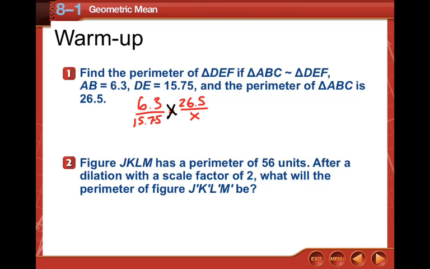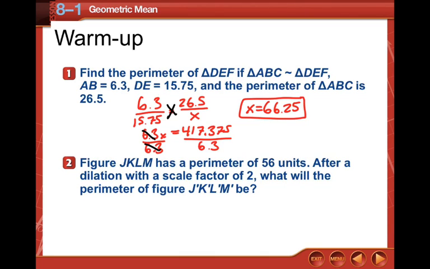So we're going to cross multiply. And when we do that, we get 6.3 times X is just 6.3X. And 26.5 times 15.75 gets us 417.375. Now we got one more step to get X all by itself and get our answer. That's going to be dividing by 6.3. That cancels on the left, and we're left with X being equal to, when you put that in the calculator, 66.25. We don't have any units, so we can just leave it as it is.